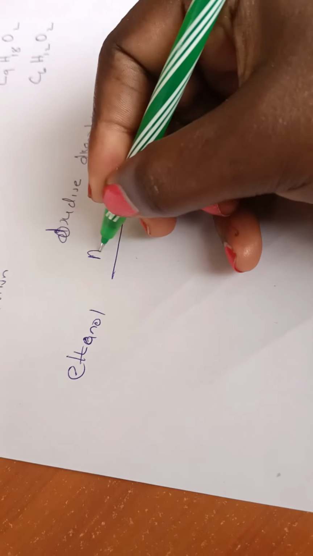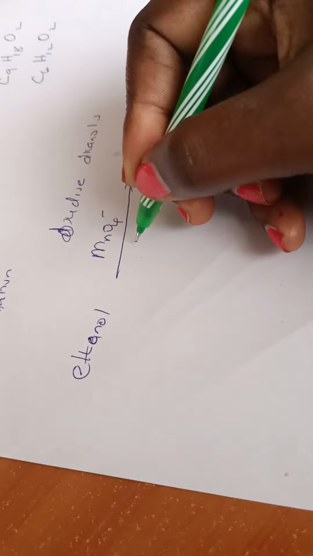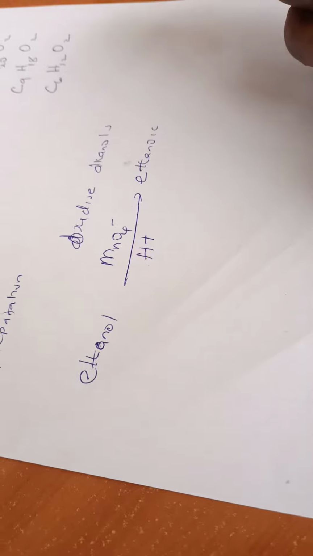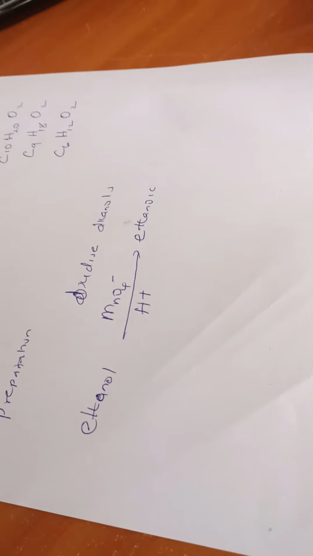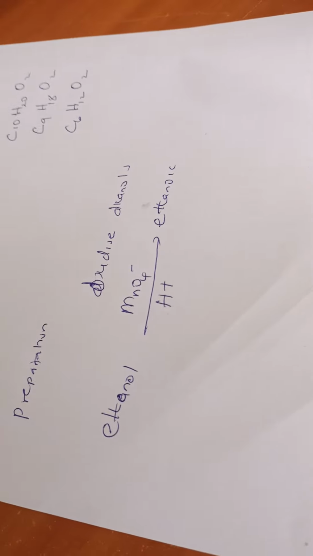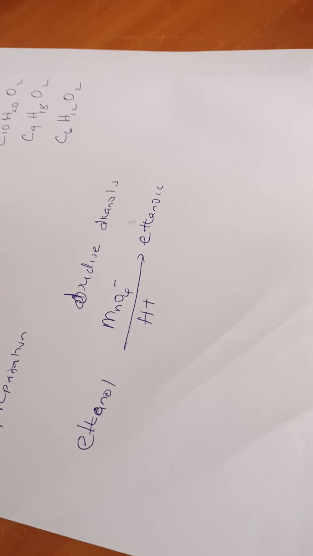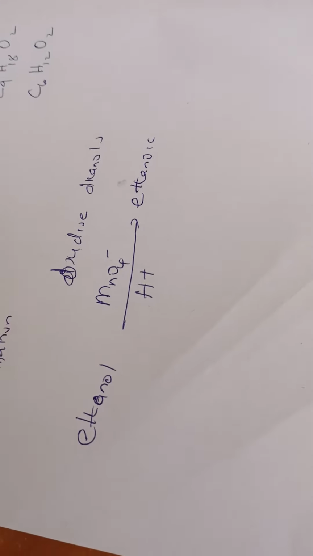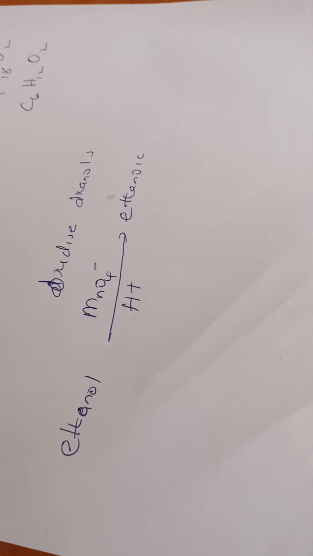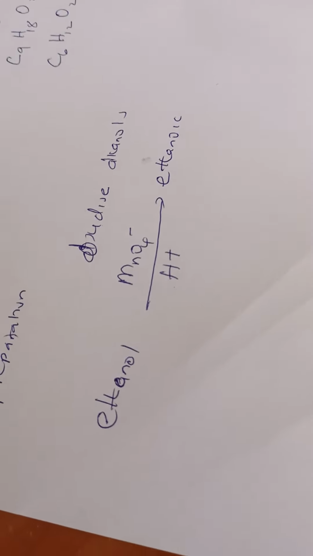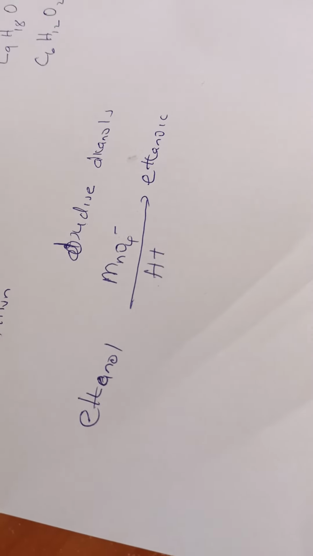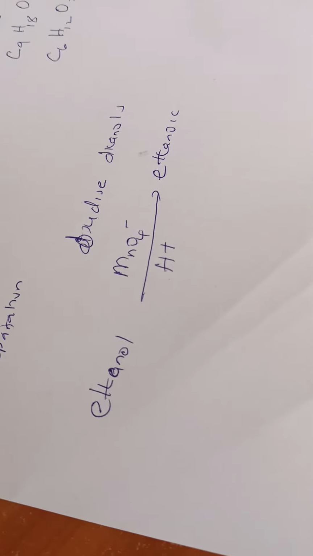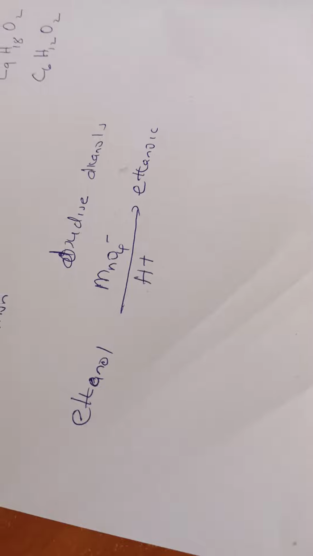And we said we use oxidizing agents which are acidified. If you are using manganate 7, it changes from purple to colorless. I may not repeat that one. That is generally how we prepare alkanoic acid. We oxidize alkanols using manganese 7, which is reduced to manganese 2 that is colorless, and chromate 6 that is orange, reduced to chromium 3 ions that are green.